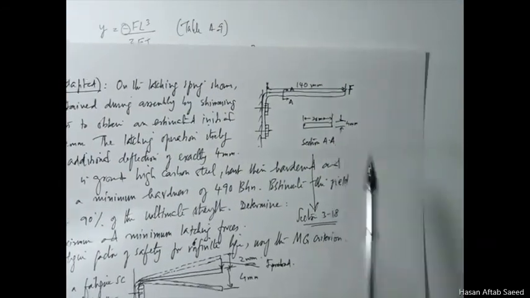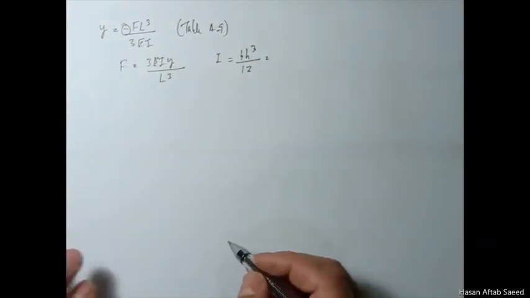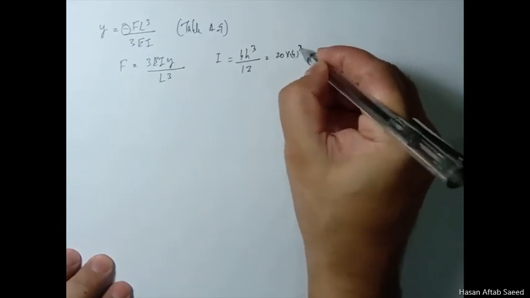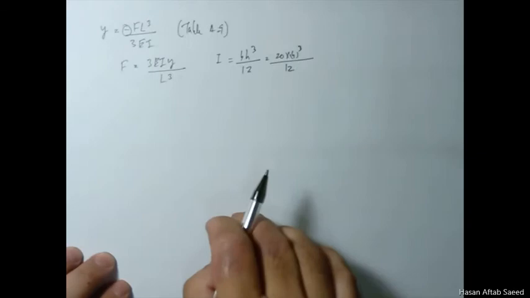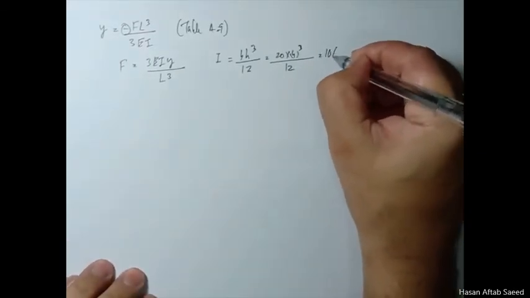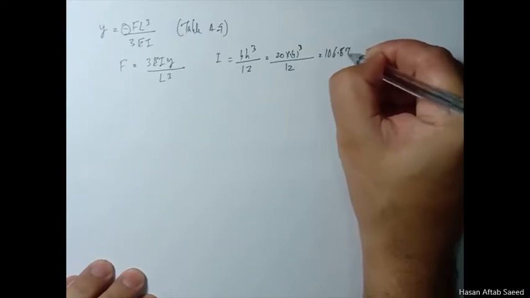b is 20, h is 4, so 20 into 4 cubed over 12, and this is 106.67.